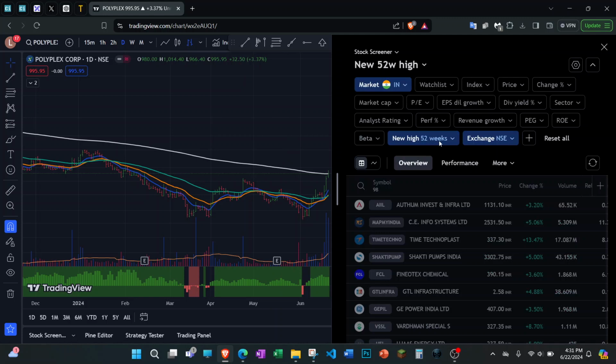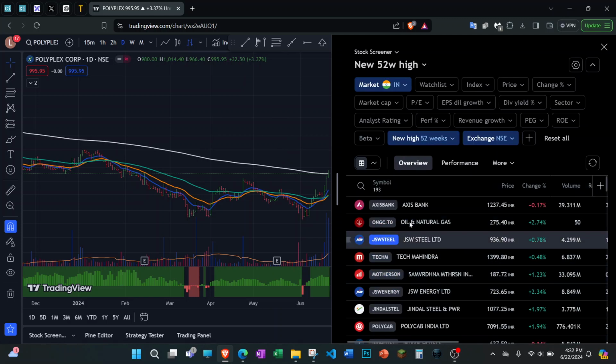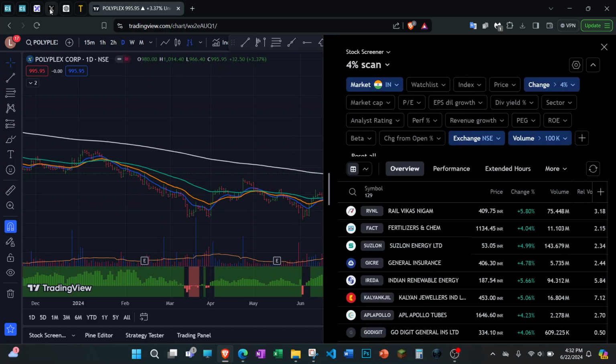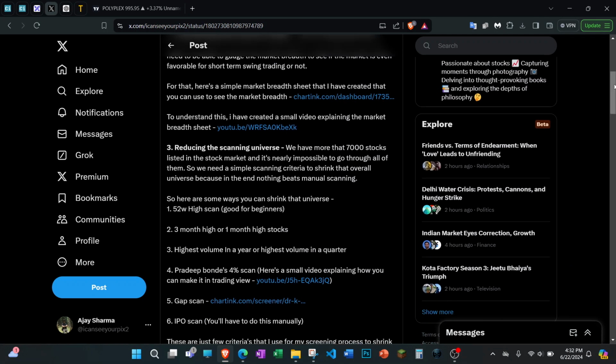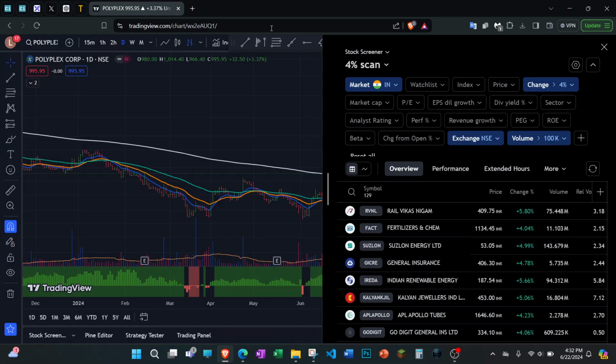Then you have a new 52-week high scan, which is a must scan, especially for every beginner. Here you're just looking for the stocks that have made a new 52-week high. And the last scan that I use is the 4% scan, for which I have made an explanation video, and I have given the link of that scanner in that video as well. I'll also put the link of these scanners in this video as well, right?